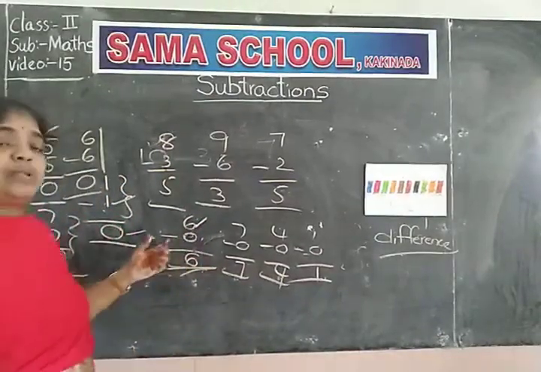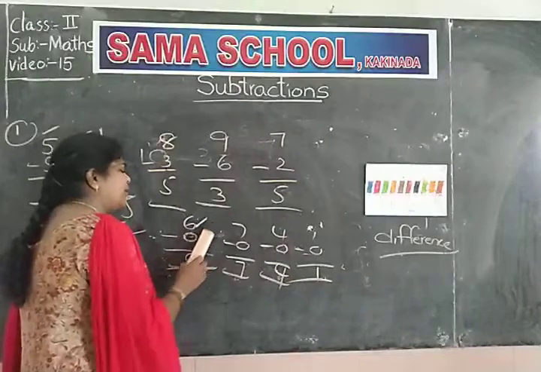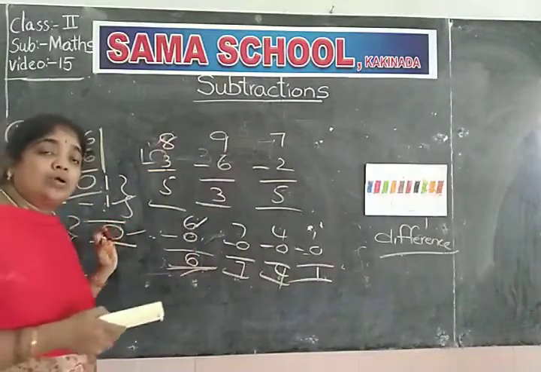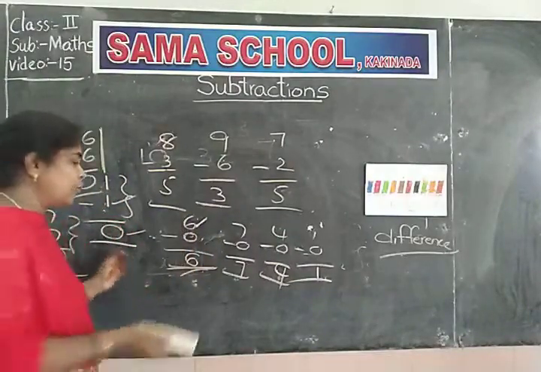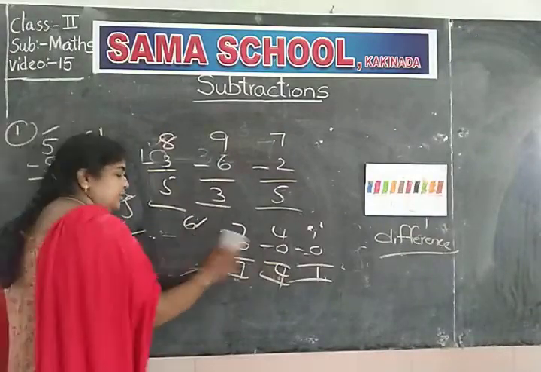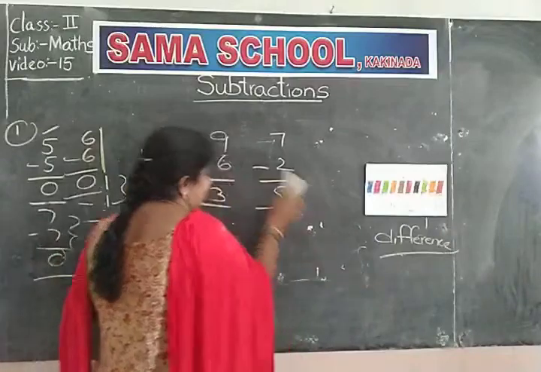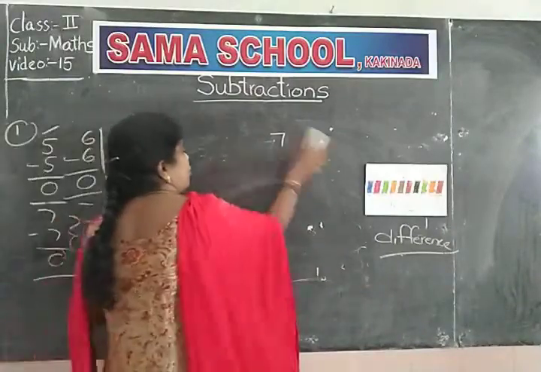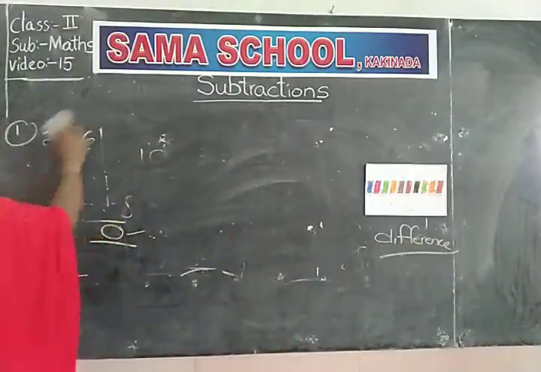We get the same number because 0 means we are not taking out anything. We are not giving anything. So the total quantity remains the same only. 6 minus 0, 6. 7 minus 0, 7. 4 minus 0, 4. Or 8 minus 0, 8.